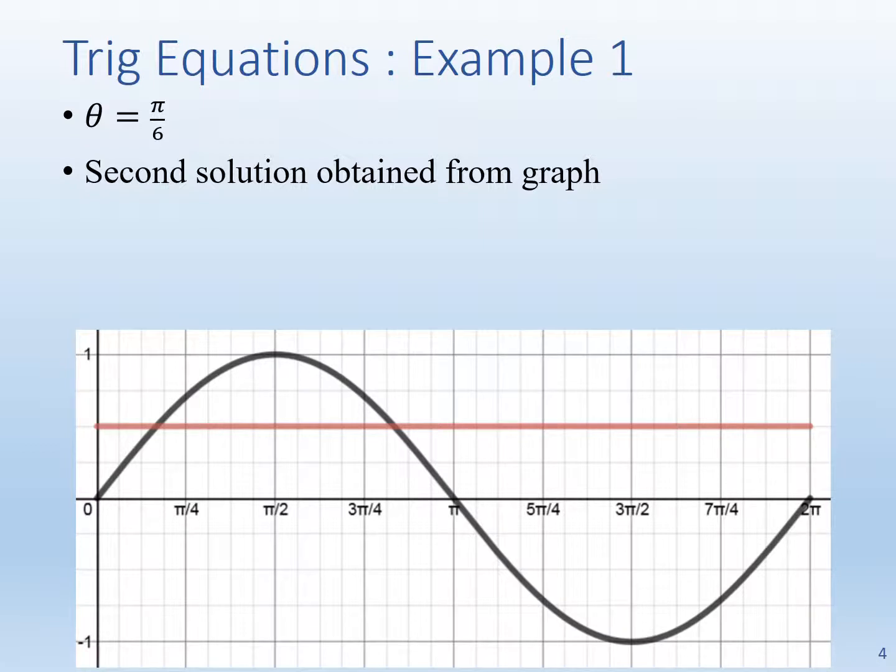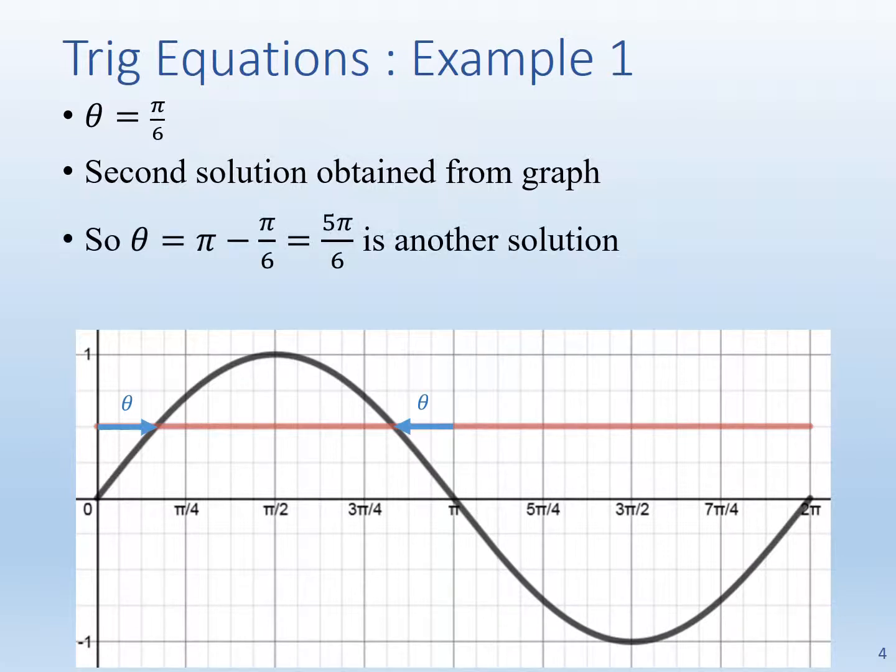From our solution of pi on 6, we can obtain a second solution using our graph. We need to come back pi on 6 from pi. So our second solution will be pi minus pi on 6, which will give us 5 pi on 6.